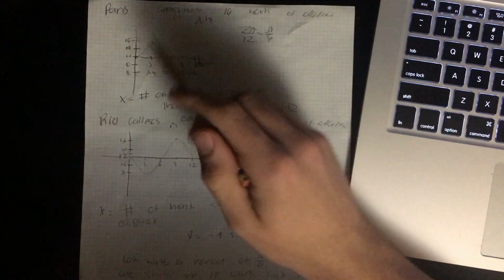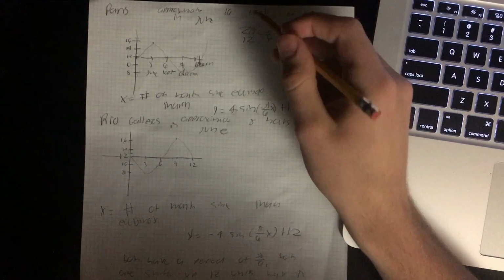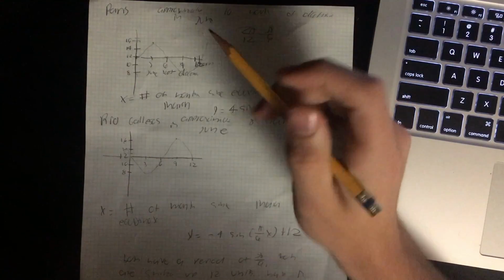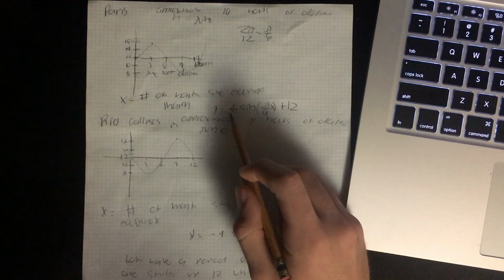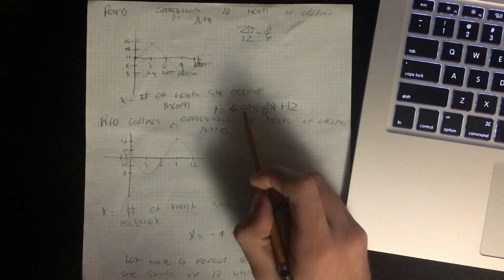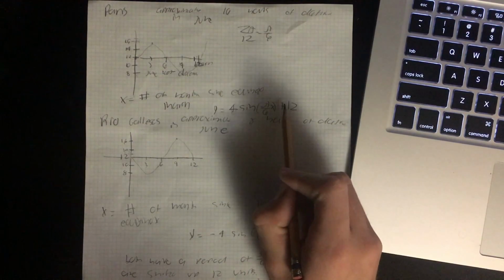Our period is 12 months. So to find the period, you do 2 pi over b. So right here is 2 pi over 12, which equals pi over 6. So the equation for the number of daylight hours in Paris is y equals 4 sine pi over 6x plus 12.